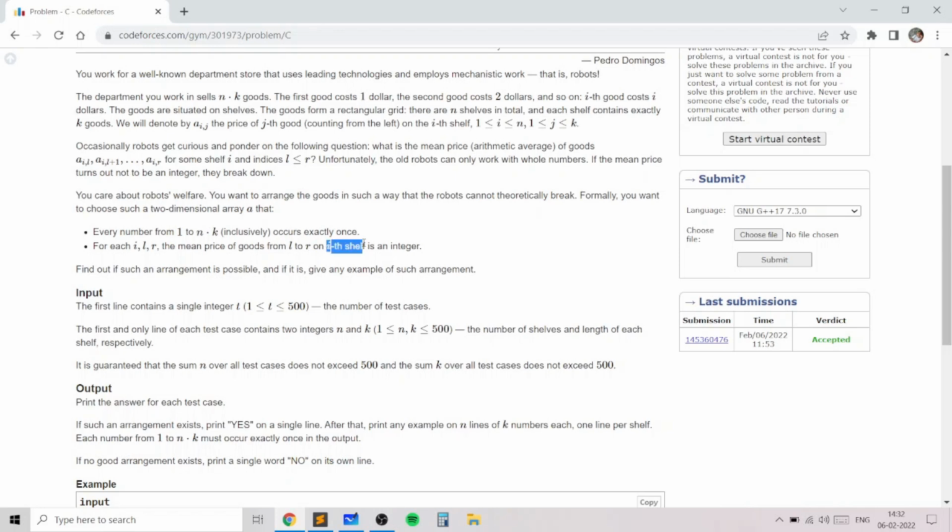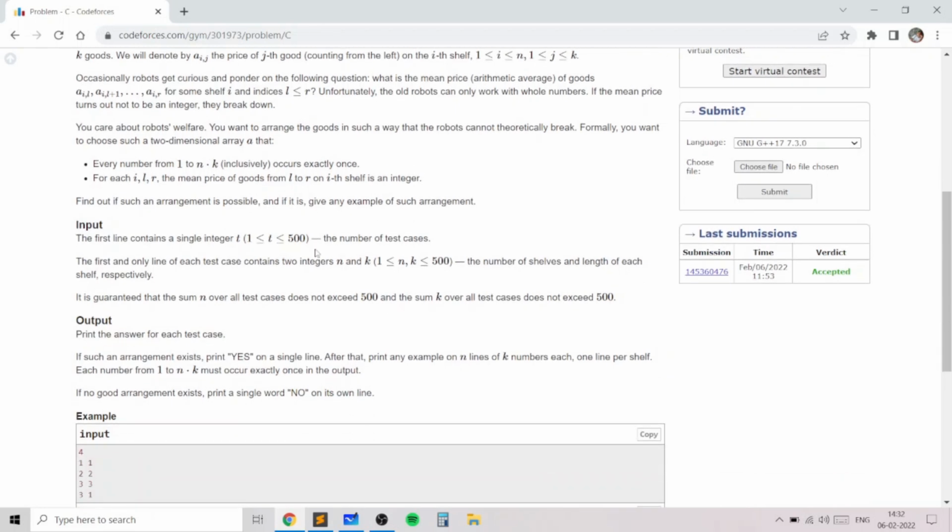So we need to ensure that for all shelves and for all pairs of indices L comma R, the mean price of the goods from L to R is an integer. So we basically need to ensure that the average for every contiguous range on every shelf is an integer, and we need to find and print any valid construction which works, any possible arrangement which works.